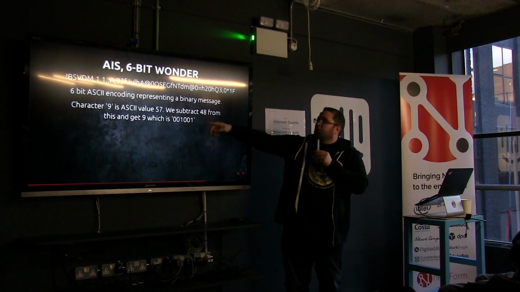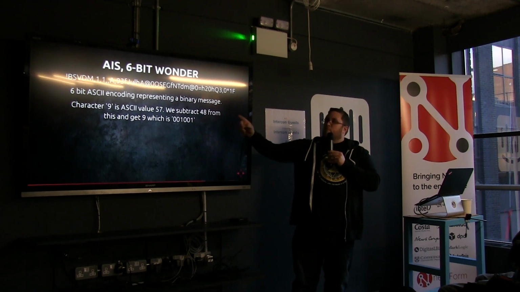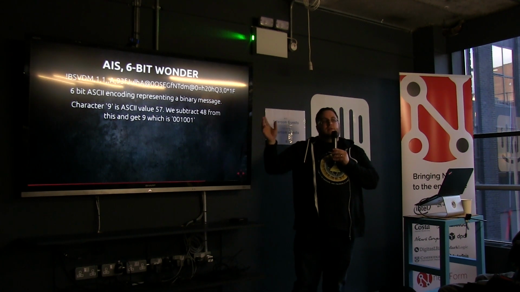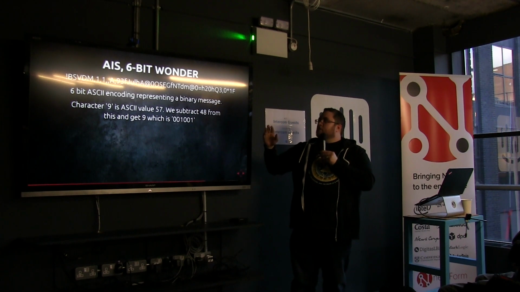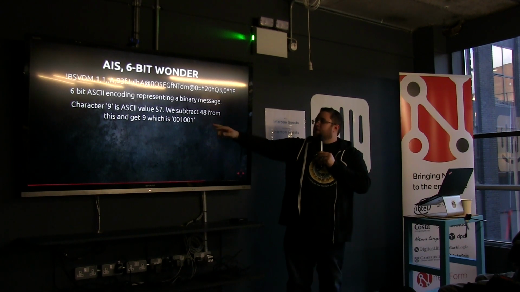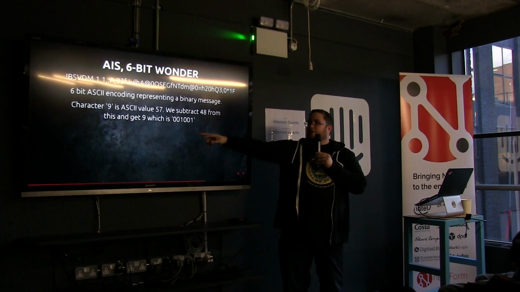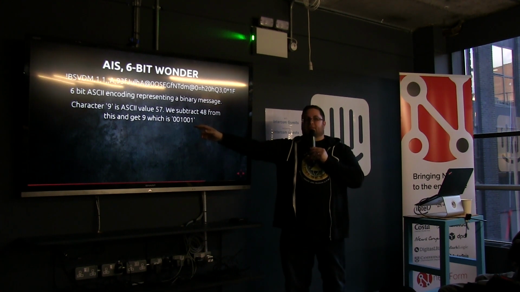So character 9 is ASCII value 57, but we're talking 6-bit ASCII, which has a range of 0 to 64. So we subtract 48, we get 9, which bit shifted gives us this.